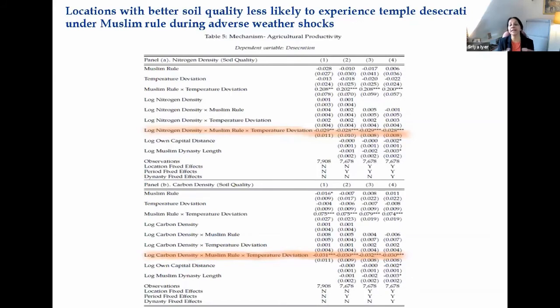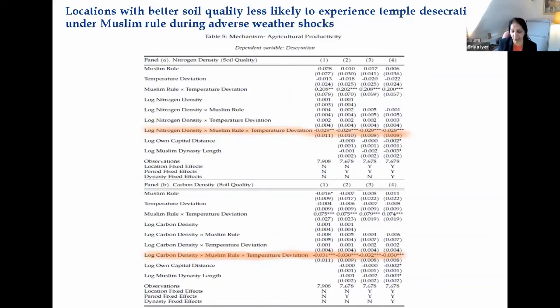But what we do find, even if we use this with measurement error, is that the locations with better soil quality are less likely to experience temple desecrations under Muslim rule during adverse shocks. And you can see that on the triple interaction term here, when we're using the measure of nitrogen density and when we're using the measure of carbon density.